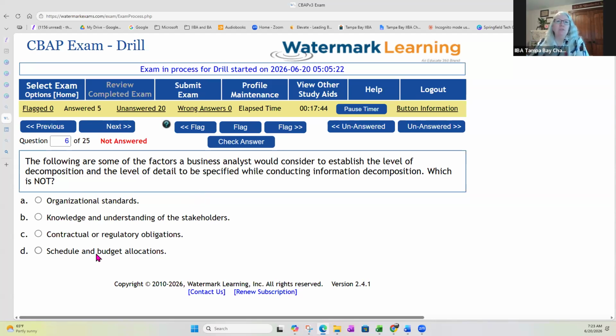Three of these are things that you consider. One of them is not. The options are organizational standards, knowledge and understanding of the stakeholders, contradictory or regulatory obligations, and schedule and budget allocations. So, do we think organizational standards is something we consider?